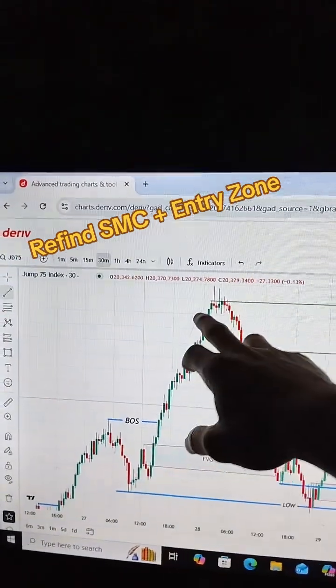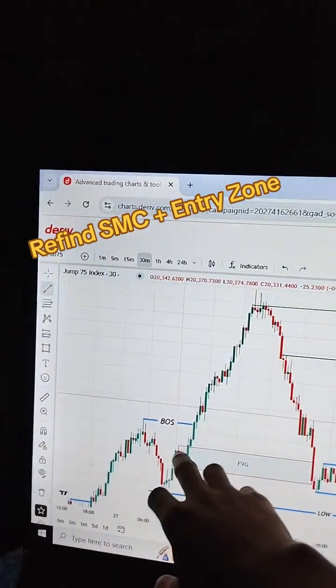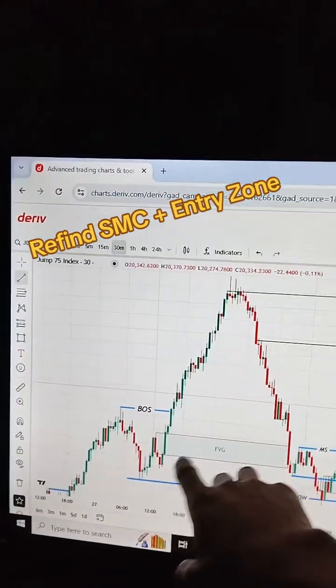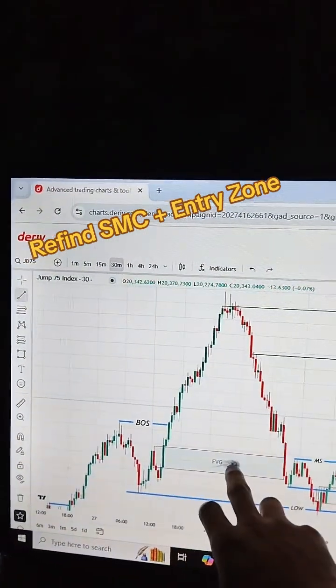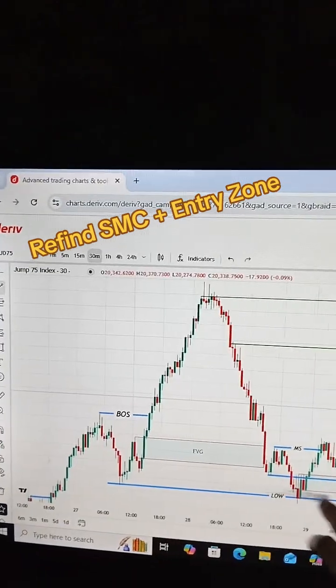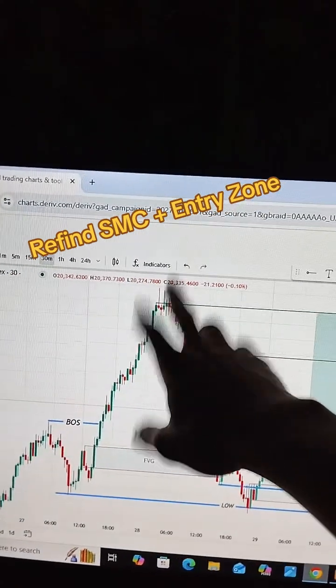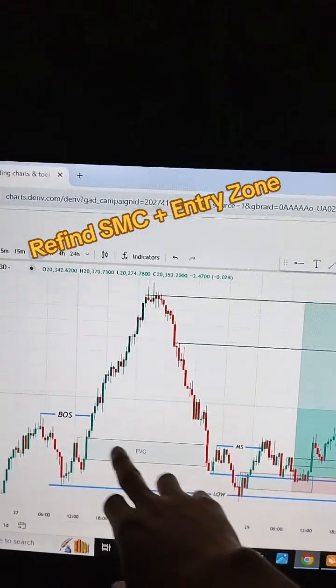So it breaks structure and buys all the way up to this point, but once there is a gap in the market, just know that the market will pull back to fill in that gap. So we get our break of structure here, we got our fair value gap here, and here is the last low that leads to this high. You understand?